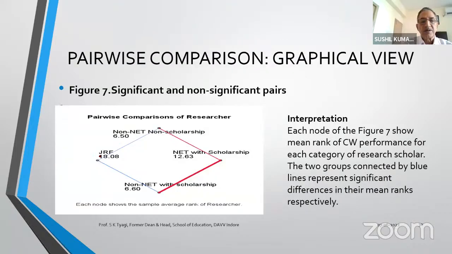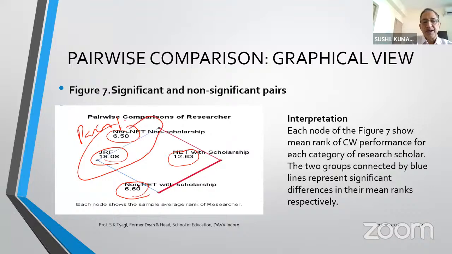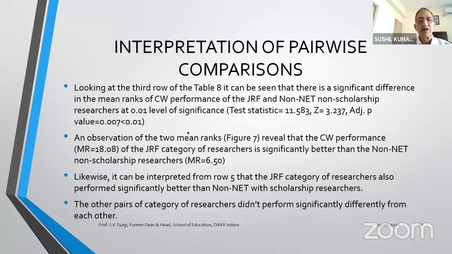These are the mean ranks. The mean ranks of the groups are 6.5, 12.63, 18.08, and 6.00. The group which has the greater mean rank is better in performance. There are significant differences in 2 pairs. One pair is this one, pair 1, the blue one, and this is pair 2: JRF and non-NET with scholarship, JRF and non-NET non-scholarship. So let us see how to look at this.